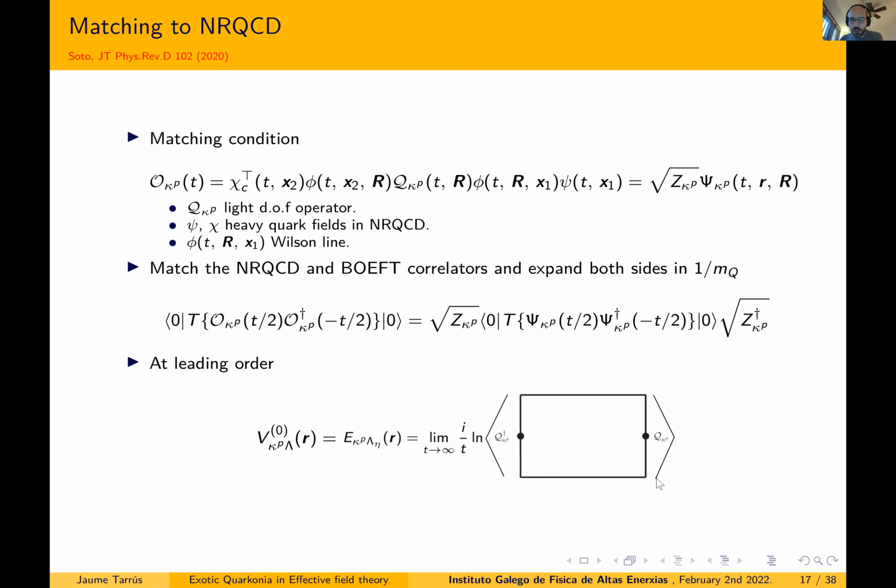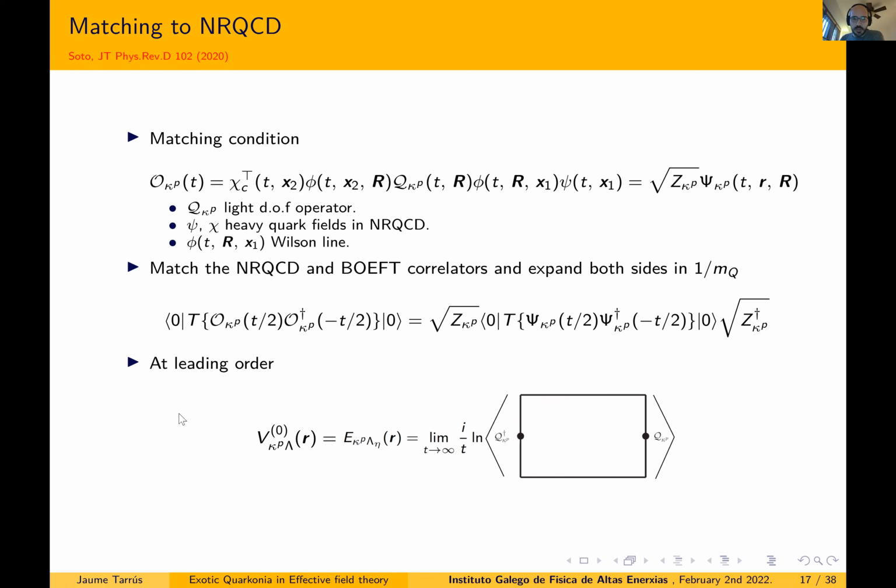And this is the same sort of Wilson loop that was giving us the static energies that I showed you before. So what this is telling you is that the static potentials in the EFT match the static energies in NRQCD. This is at leading order, so this is nice.